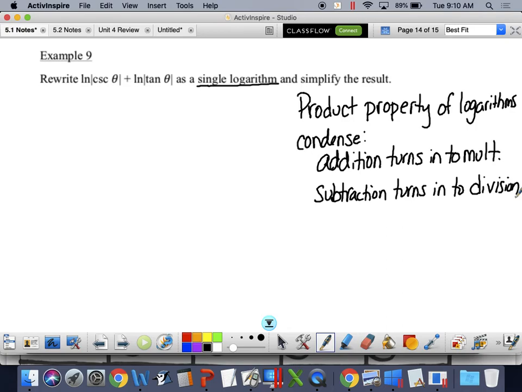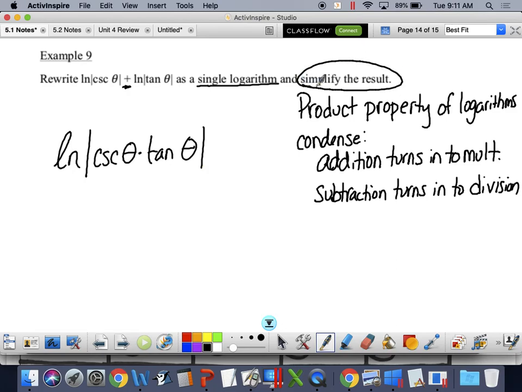But for this particular example, we have a plus sign. So that tells me I'm going to condense this down to 1 logarithm. So I'm just going to write natural log 1 time. I then am going to change this from addition to multiplication. So I now have this condensed down into 1 logarithm. I only have natural log written once. I'm pretty much there. The second part says to simplify the result. All right, in order to simplify this, I think I'm going to turn everything into terms of sine and cosine and see if I can simplify from there.